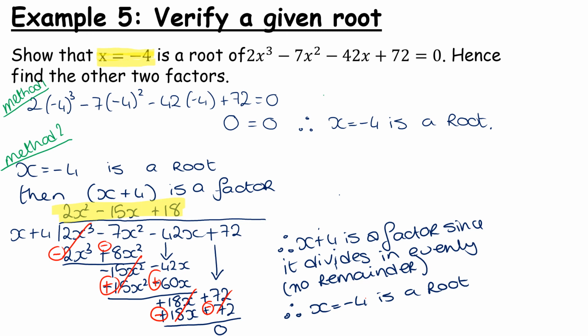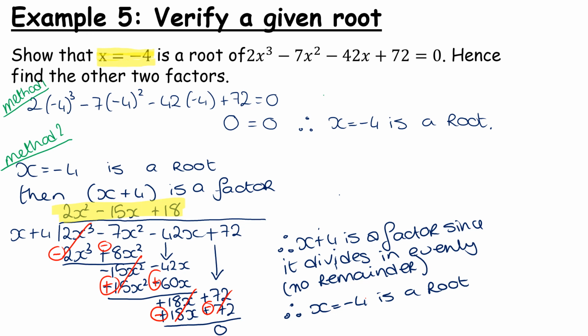If you want to just use method 2, that's absolutely fine, as long as you're clear. I wouldn't jump straight into just doing your long division of x plus 4, because you need to back up why you're doing that. You need to be clear that if x equals minus 4 is a root, then x plus 4 is a factor. And when you do your summary at the end, you need to explain why.